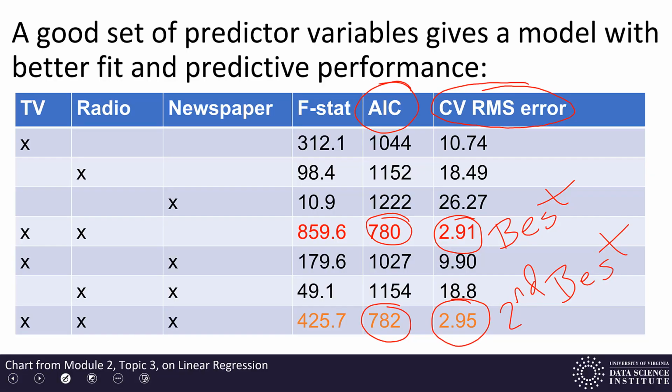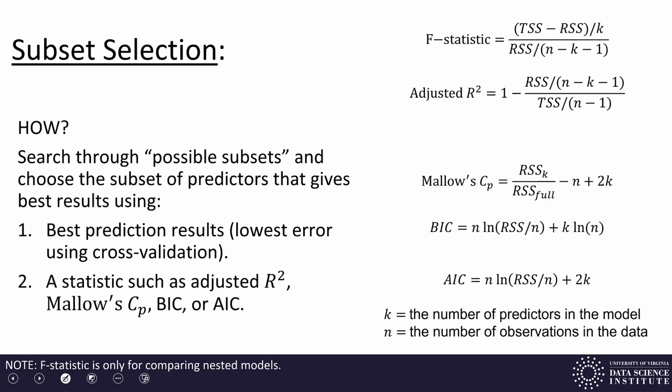You want to look through possible models and pick the one with the best criteria based on some criteria that you set beforehand, AIC or cross-validation error. There's a couple other metrics we could use. And so here's the sketch of the process of subset selection, right? Just as we were saying, you want to search through all possible models.